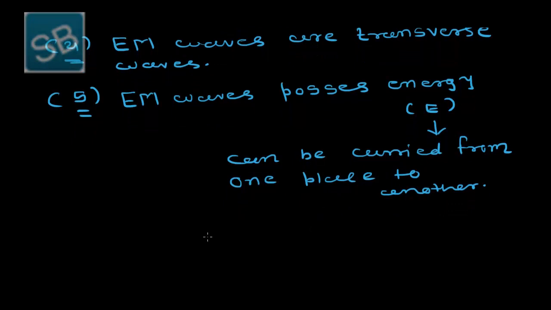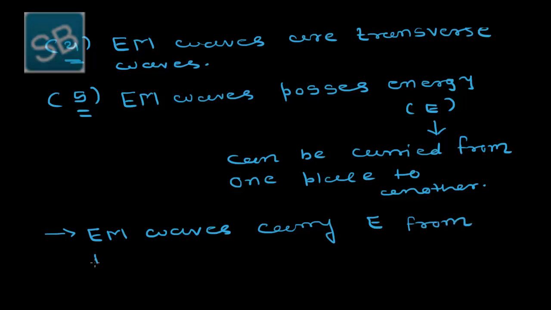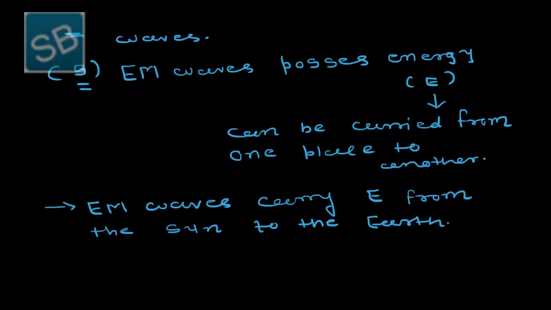And here, if you want to find out how to carry energy from sun to earth, then electromagnetic waves are responsible for that. So electromagnetic waves carry energy from the sun to the earth. And so it is possible to make life on the earth.